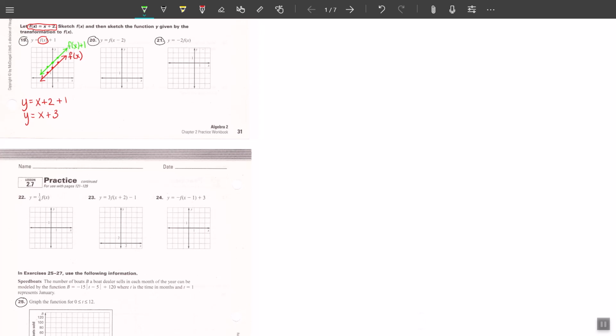We can do the same thing in number 20. If we sketch in, again, f of x equals x plus 2. I'll do that again in red. Right, so this is the same one that's in red over on the other side. There's f of x. And then they want us to graph y equals f of x minus 2.